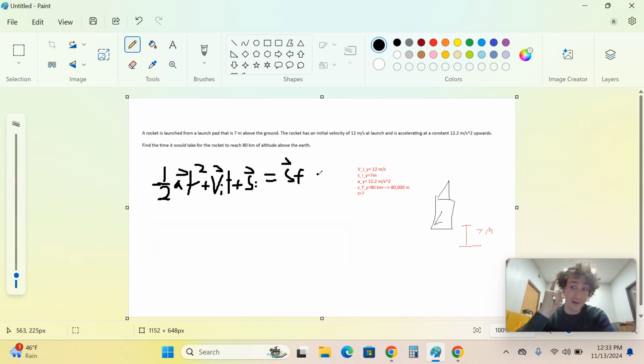Because you're like, hey, I have an initial velocity. Hey, I have an acceleration. Hey, I have a displacement. Oh, I probably use this equation. Okay. Even if you didn't have initial velocity, if the initial velocity was 0, you would still use this equation. Okay. So very versatile equation, very useful equation.